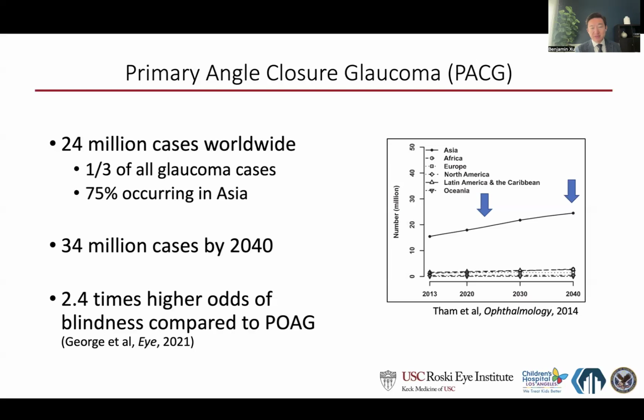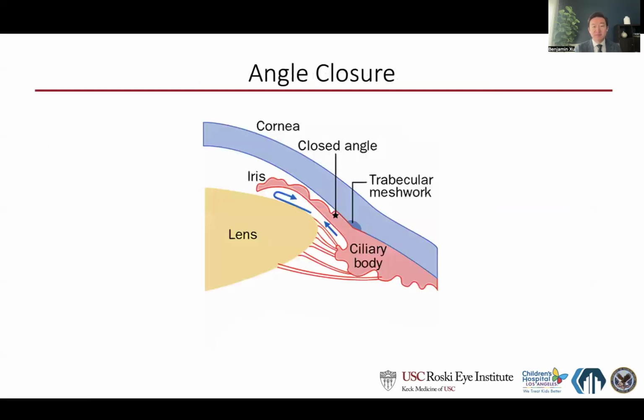This rise in PACG prevalence is concerning as PACG confers a 2.4 times higher odds of blindness compared to primary open-angle glaucoma. In angle closure, there is contact between the peripheral iris and the trabecular meshwork. This impedes the normal outflow of aqueous from the eye, and when extensive, angle closure can lead to elevated intraocular pressure and angle closure glaucoma.